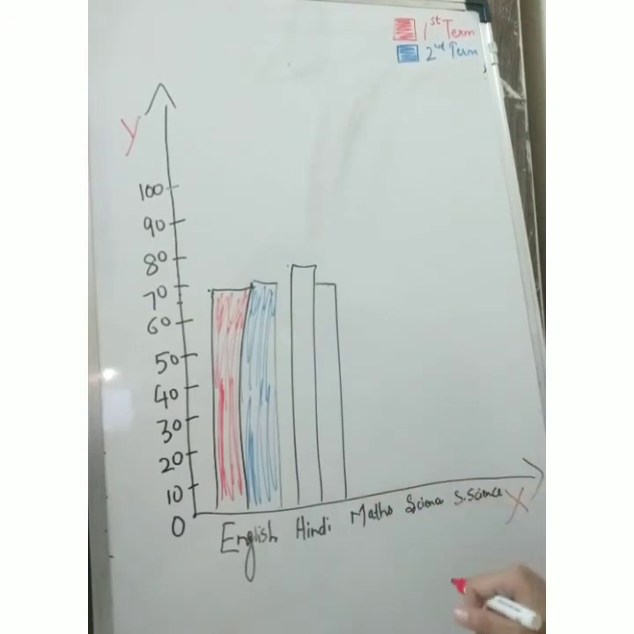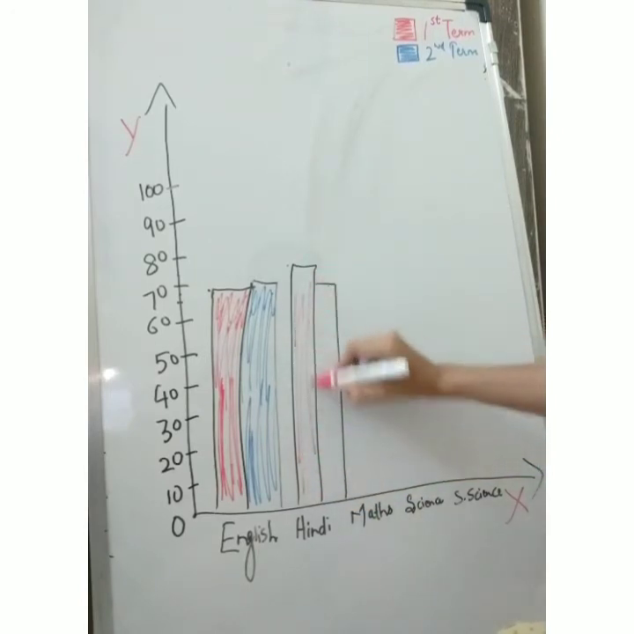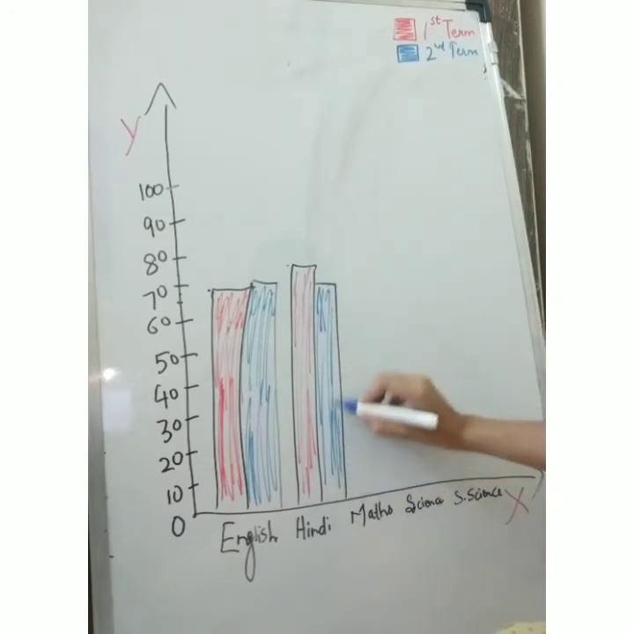Okay, now 72, this part we will color with red. Now it is not necessary that I am using red and blue color, so you have to use the same color. You can use different colors also, or you can use a different way also to represent it.